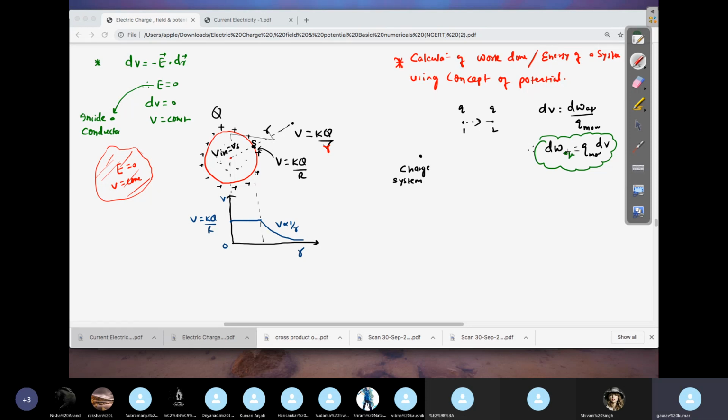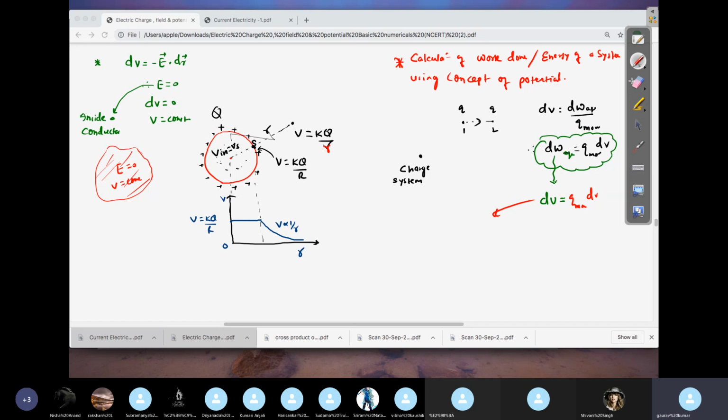Now if I ask you what is dU, this dW by agent itself is dU. What is dU then? Let's say I'm moving a very small charge dq. Same concept. dU will be your Q moving into dV. Let's apply this concept for this case here.